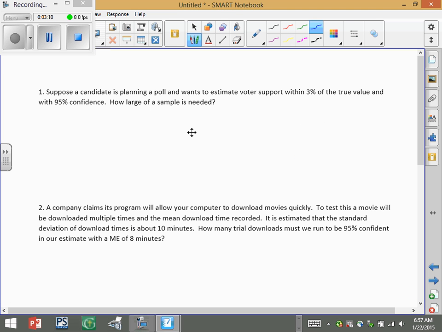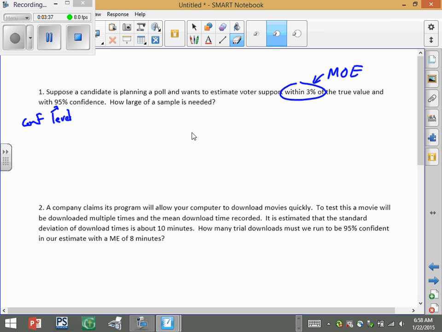Suppose a candidate is planning on doing a poll and wants to estimate the true voter support within 3% of the true value with 95% confidence. How big of a sample should they go out and get? Here it is, within 3%. So here's your margin of error right here. Here's our confidence level. And again, the big idea: the margin of error equals the critical value times the standard error.